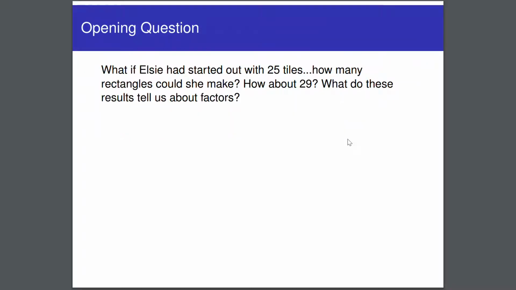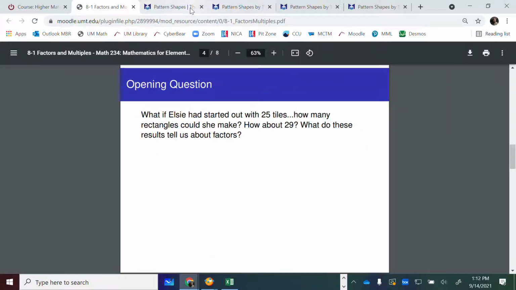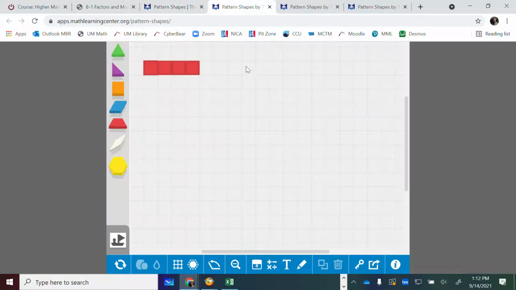What if Elsie had started out with 25 tiles? How many rectangles could she make then? And how about 29 tiles? And what do these results tell us about factors? Okay, so let's take again some time. Perhaps you want to go back again to your pattern shape website and spend some time playing around with 25 tiles and 29 tiles.